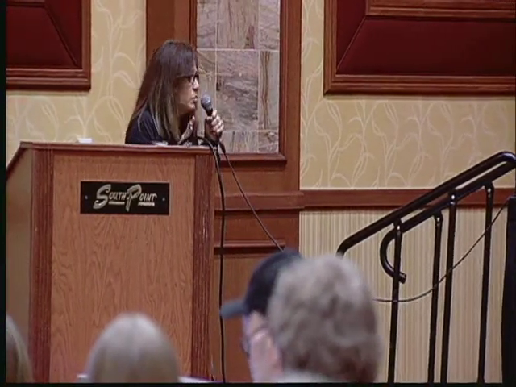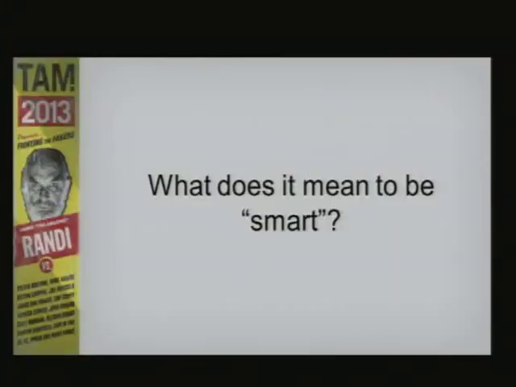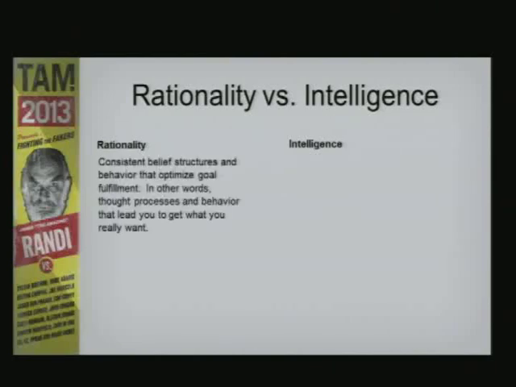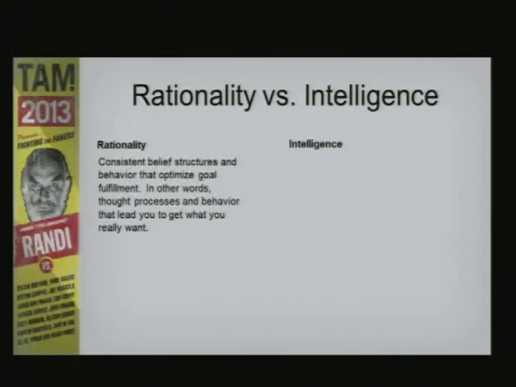So let's go over a little more of the questions, but in a different context. Let's think of them a little differently. First of all, what does it mean to be smart? Well, we talked about at the beginning what rationality is. We're talking about consistent belief structures and behavior that optimize your goals, okay? These are good decisions that get you what you really want. And what is intelligence? Anybody want to shoot for a definition of intelligence? No? Okay.